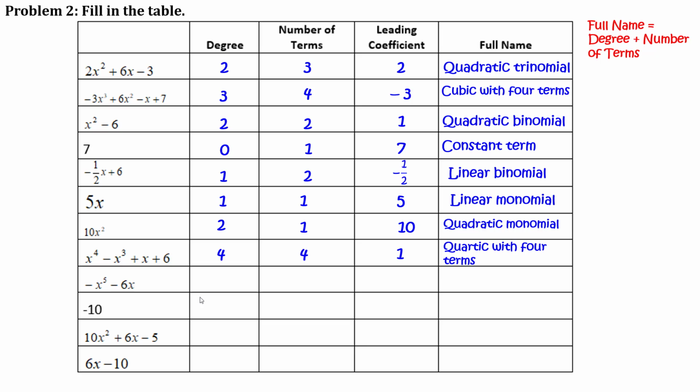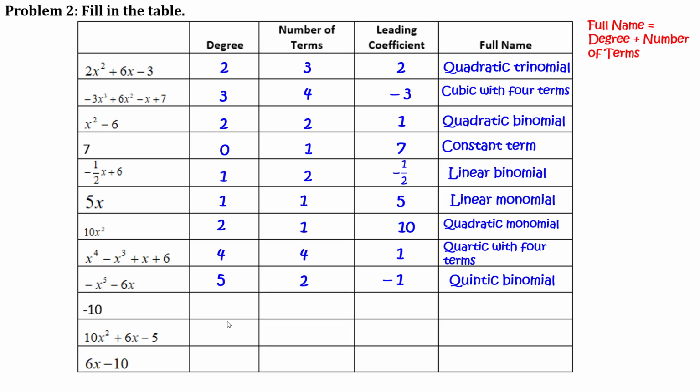Alright, negative x to the 5th minus 6x. The degree is 5 because the highest power is 5. The number of terms is 2. There's 2 things being added or subtracted. The leading coefficient is negative 1. And the full name is quintic because the degree is 5. Binomial because there's 2 terms.